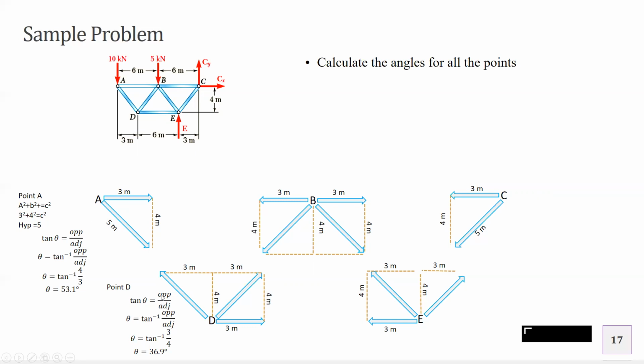The tangent inverse is going to be opposite over adjacent. So opposite is going to be 3. The adjacent is 4. And this angle here, and also conveniently over here as well, is going to be the tangent inverse of 3/4, or 36.9. Now, because all the triangles are basically the same here, I'm going to use the angle of 53.1 throughout all the calculations.